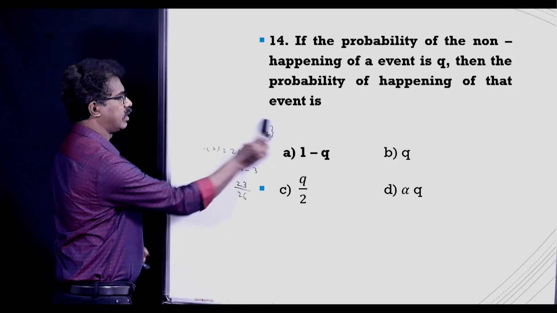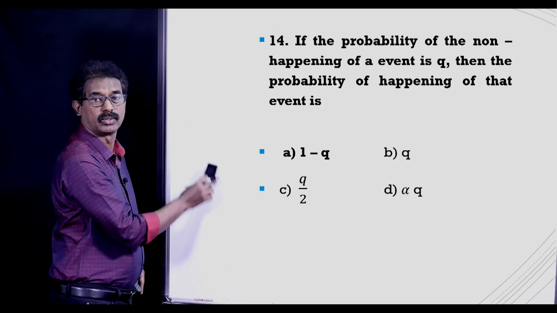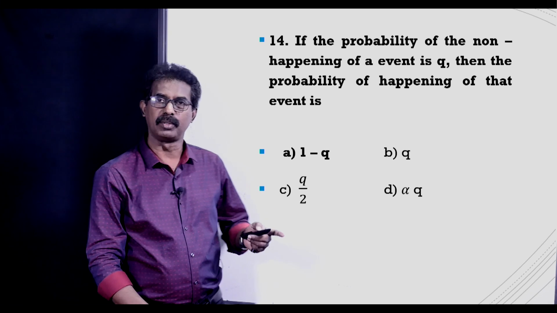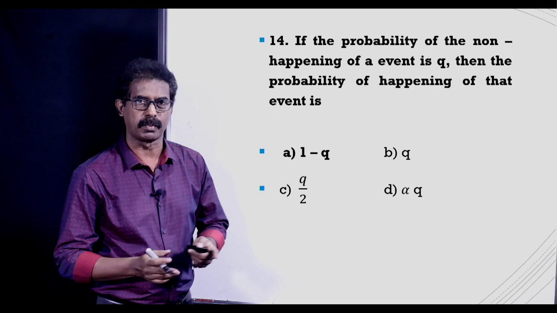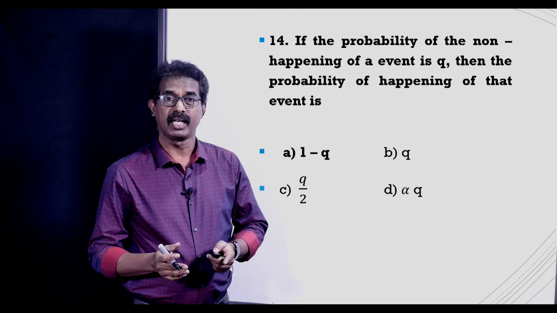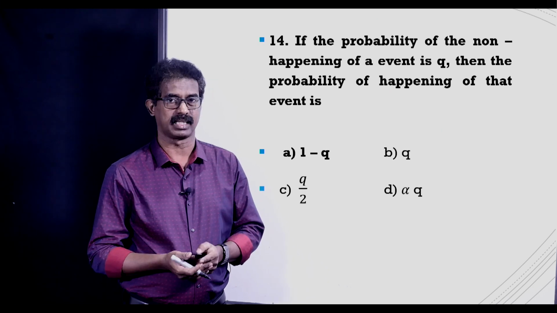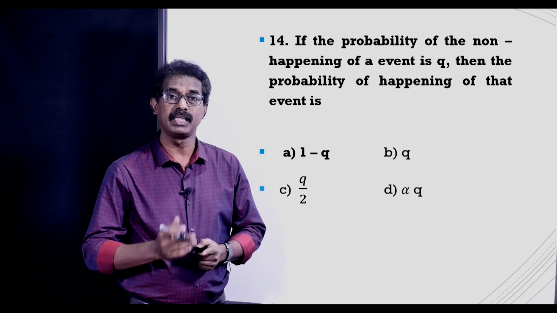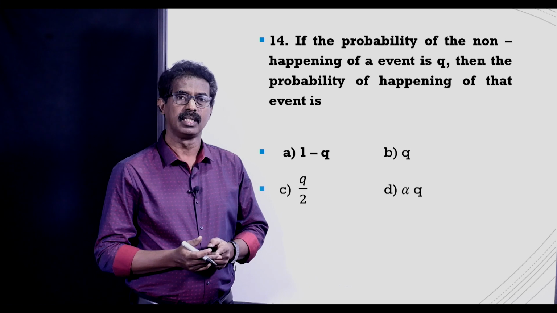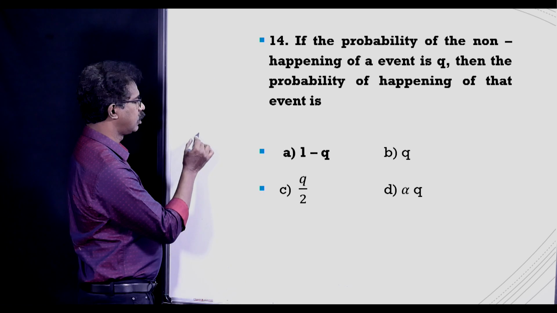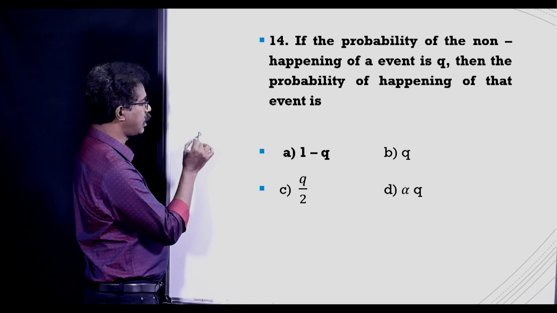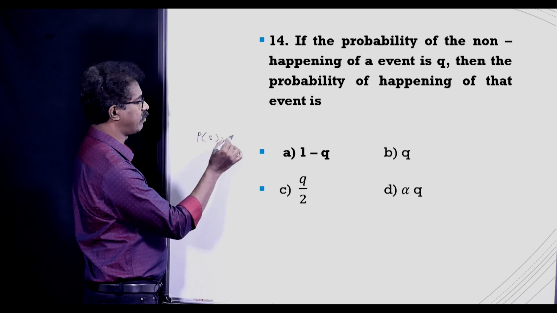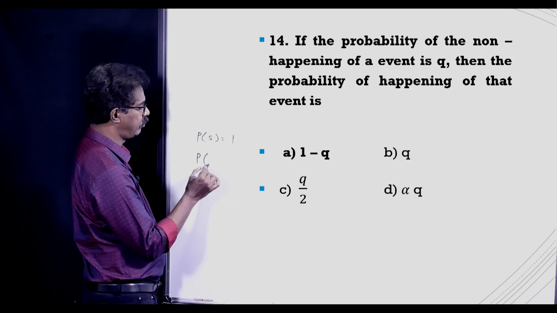Now let us go for the last objective question. Another probability question. You know the properties of probability. What is P of A? N of A by N of S, right? N of S is equal to 1. N of empty set is 0, right? Then you know some formulas. P of S is equal to 1. P of empty set.